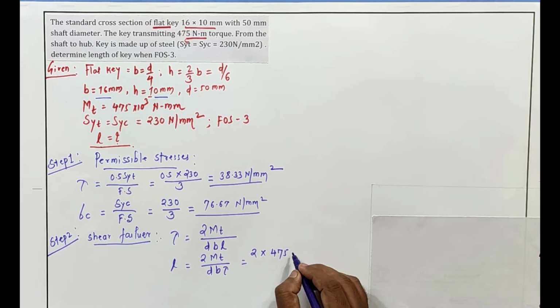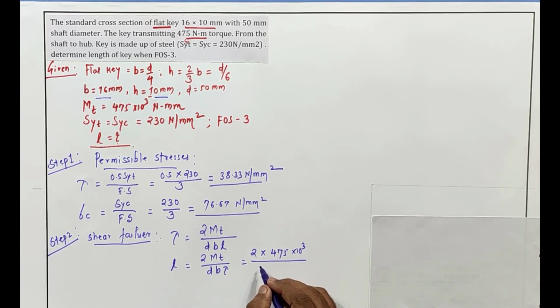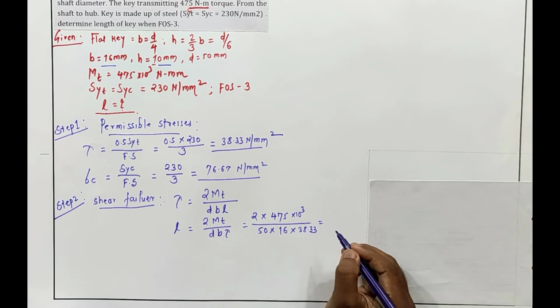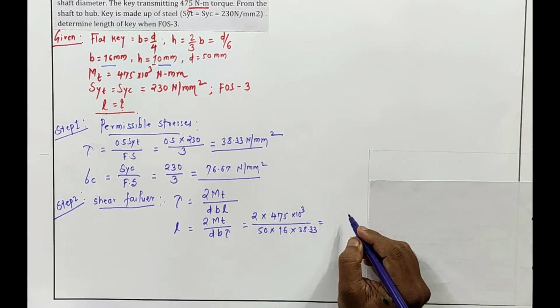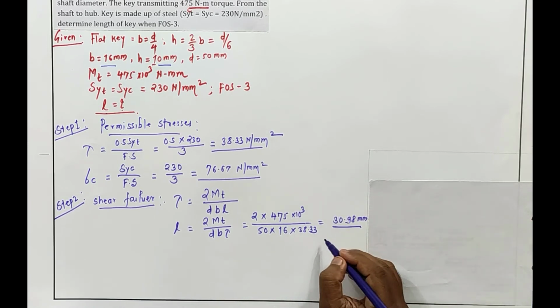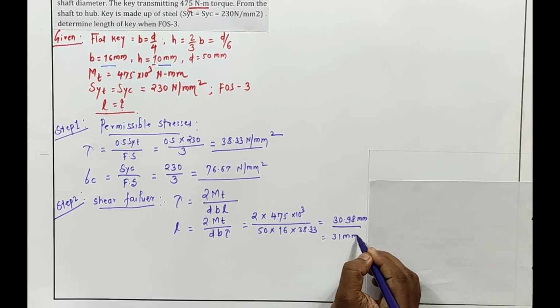So I'll write 2 into 475 Newton meter they have given, so I will have to consider it in Newton mm, into 10 raised to 3. Correct. Then d, they have given diameter of shaft 50, into width 16, into shear stress we have calculated, permissible 38.33. Through which we'll get length on the basis of shear failure, that is 30.98 mm. Correct. So we can say nearly equal to 31 mm.